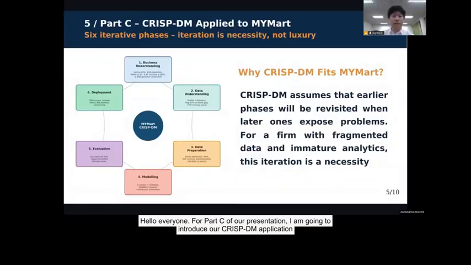Hello everyone. For part C of our presentation, I'm going to introduce our CRISP-DM application for MyMart. The framework assumes that the earlier phases will be revisited whenever later ones expose problems. For a firm like MyMart, which currently struggles with fragmented data and immature analytics, this iterative process is very necessary. As you can see from the graph, we have mapped out all 6 phases, moving from business understanding down to deployment.